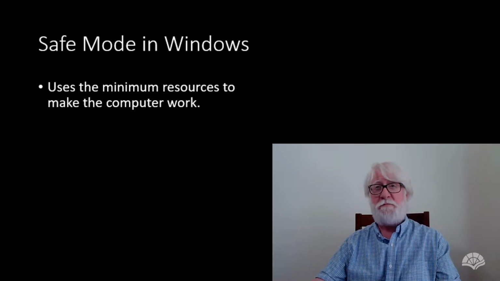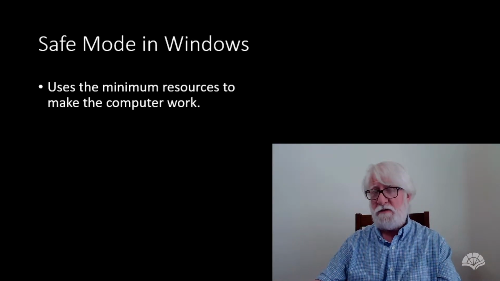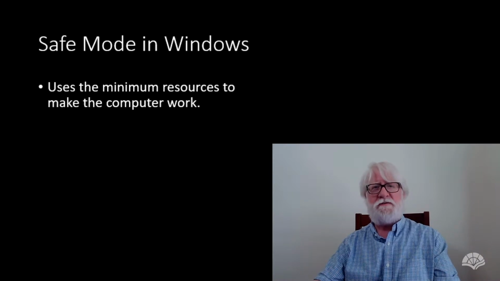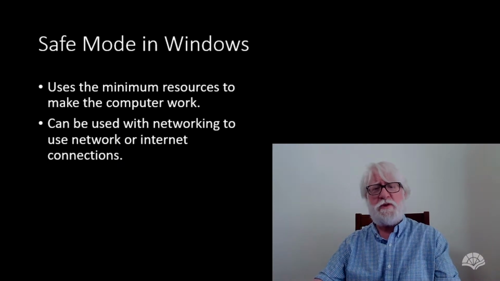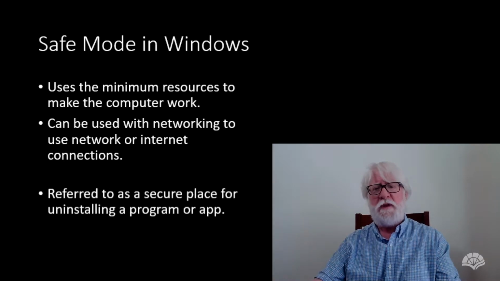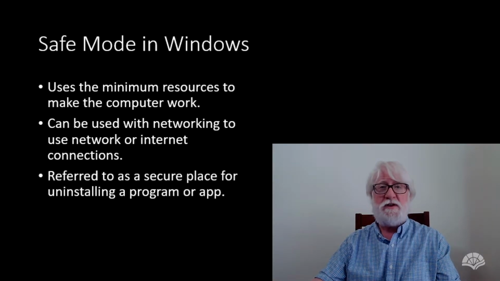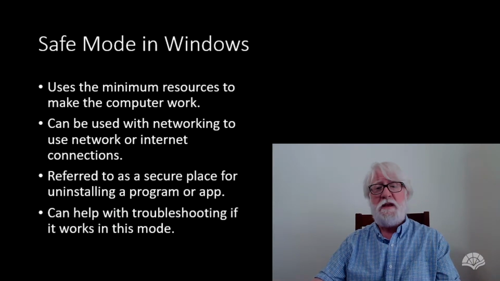That means probably black screen desktop, no pictures, as well as VGA graphics, very simple. It can be used with networking if you need access to the internet or another computer connected through your network. And it's referred to as a secure place for uninstalling a program or an app. It can help with troubleshooting if it works in this mode. So how do we do it?